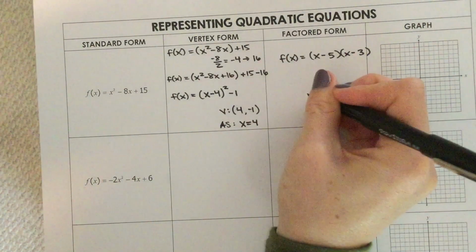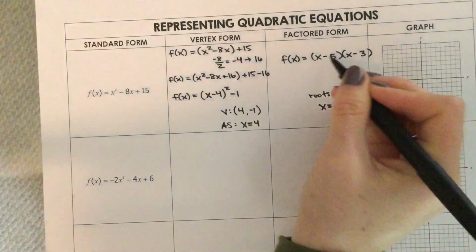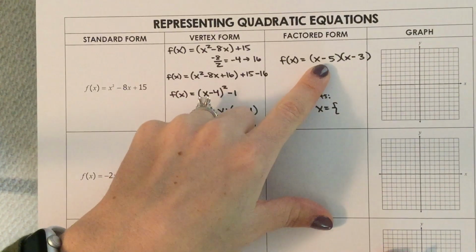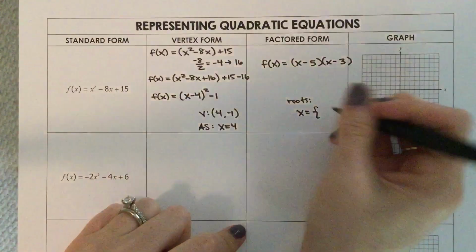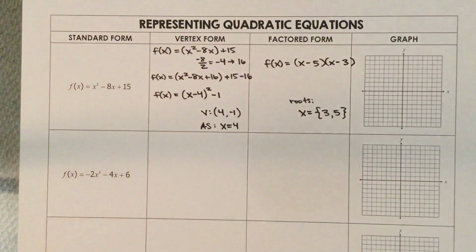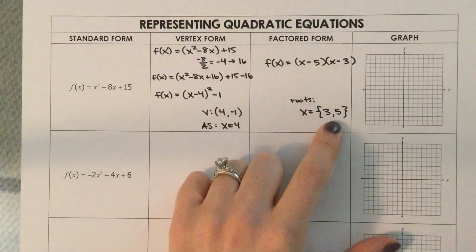So our roots, or our x-intercepts, in this form, if I took each one of these and set them equal to 0, if I set this equal to 0, I would get 5. If I set this equal to 0, I would get 3. So my roots are 3 and 5. So now from all three of these forms that I have, it's going to be pretty easy to just come up with the graph. Okay, so my roots are my x-intercepts.